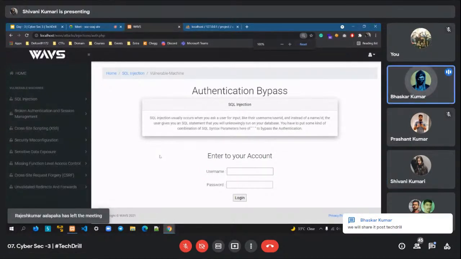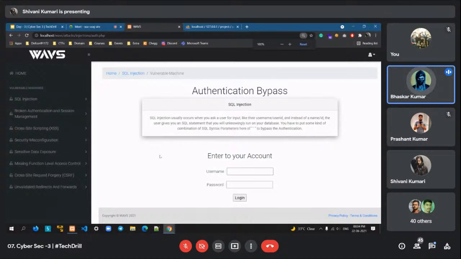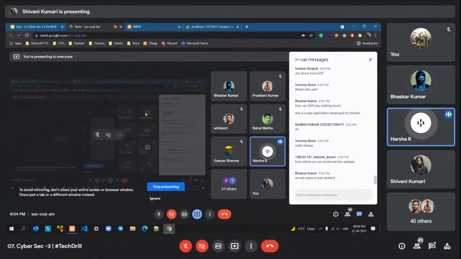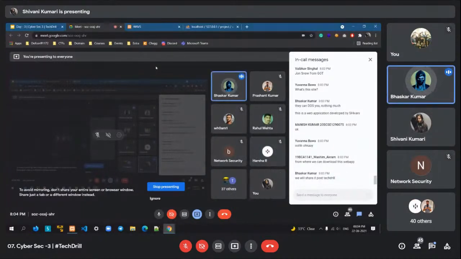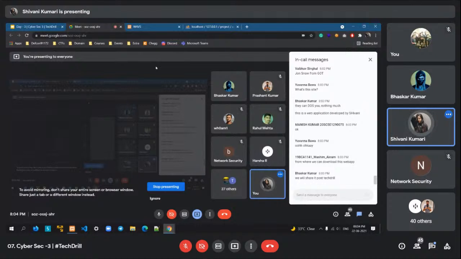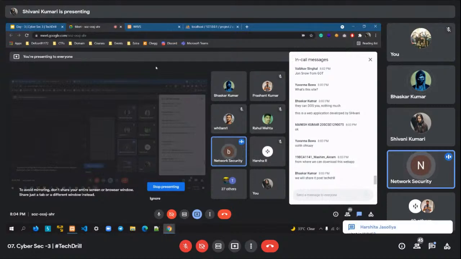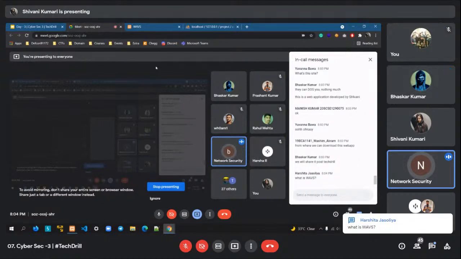Does anyone have any doubts about the SQL injection authentication bypass practical which was done now? Anyone? Sir, what was the password? Sorry. Can anyone speak, or you can use the chat box. Speak one by one. No one? Okay. Hi, Bhaskar. Yeah, this is Basavaraj. My display name is Network and Security.